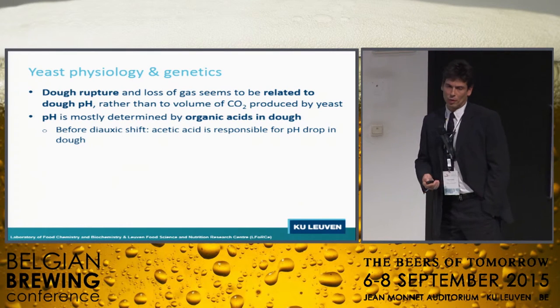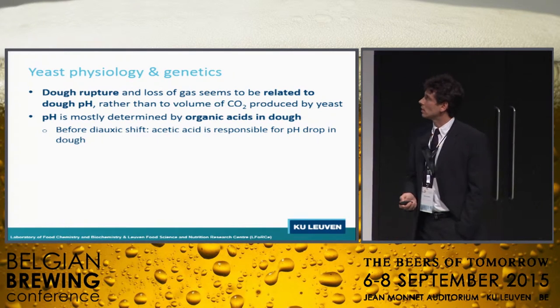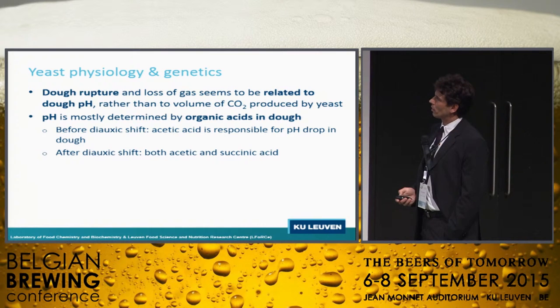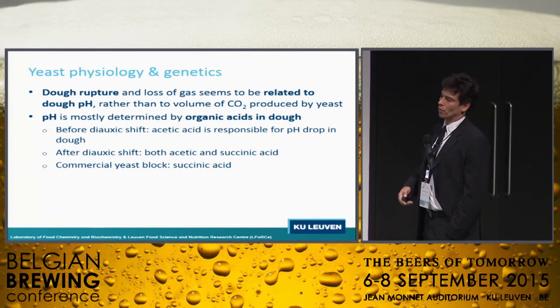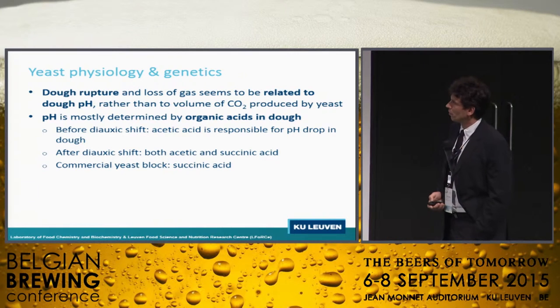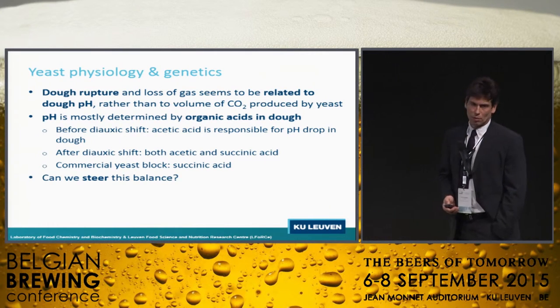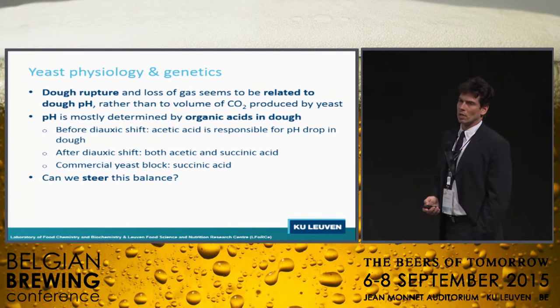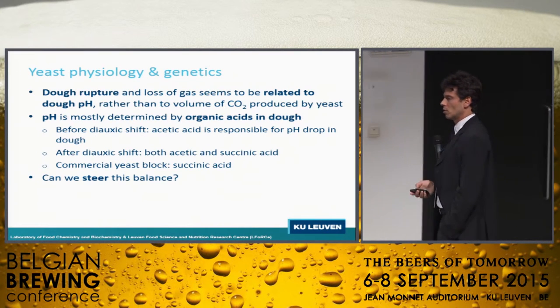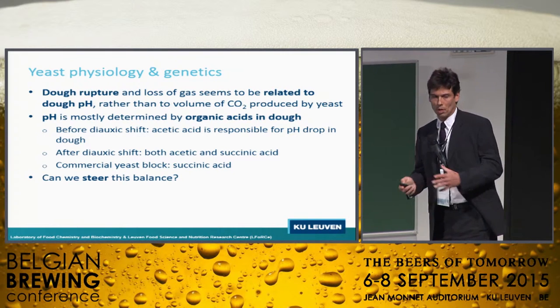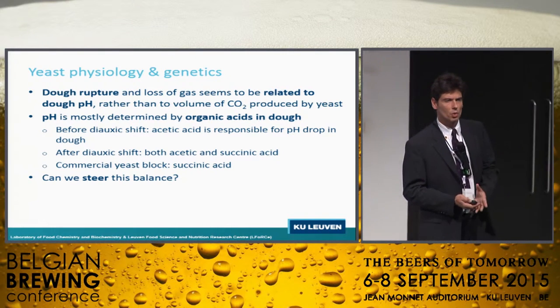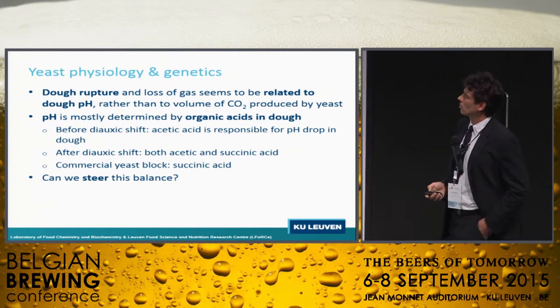Before the diauxic shift, we have a larger contribution of acetic acid. After the diauxic shift, both acetic and succinic. And if you go very far to the stationary phase, you have mostly succinic acid. Now the question, of course, becomes, can we steer this balance? Because we want dough rheology to be as good as possible. We want metabolite profiles, in which application we want them, to be as good as possible.